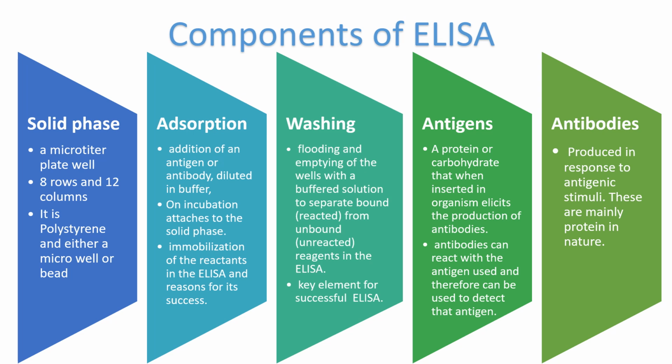Next is the antigen. It's a protein or carbohydrate that, when introduced into an organism, will produce antibodies, and antibodies can react with the antigen used and therefore can be used to detect the antigen. Next are antibodies. They are produced in response to antigenic stimuli. These are mainly protein in nature.